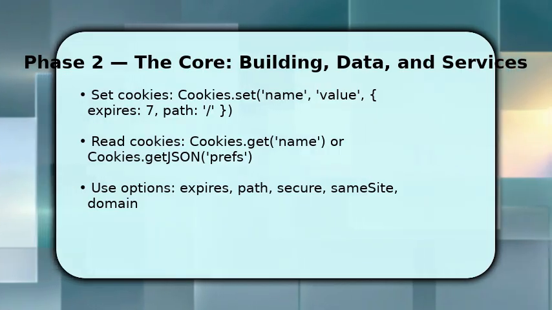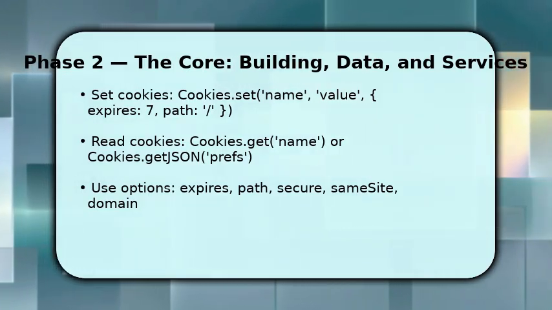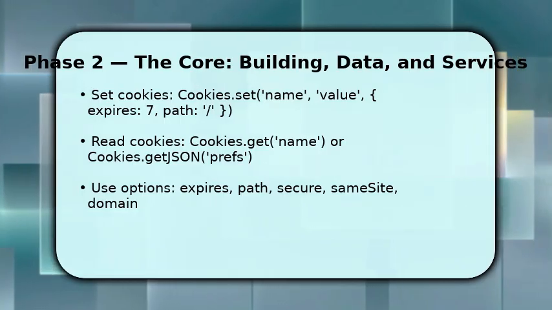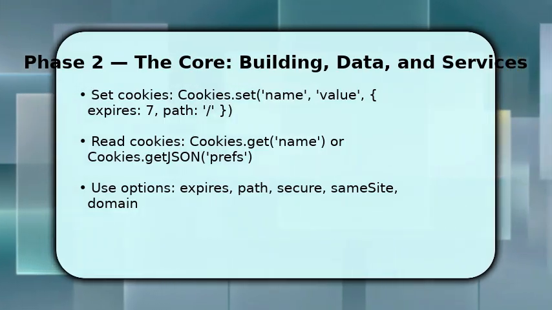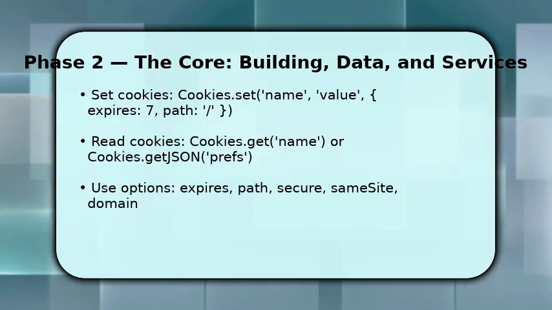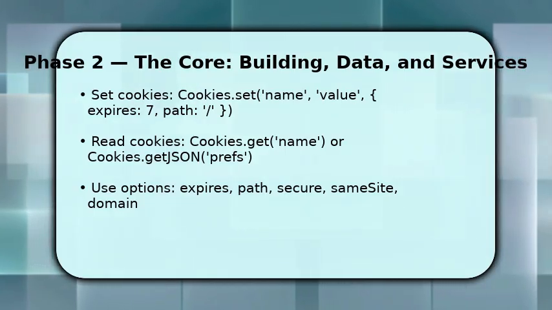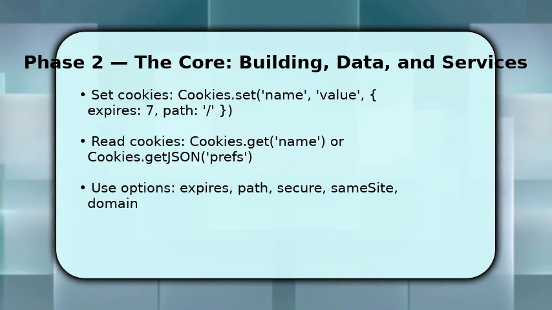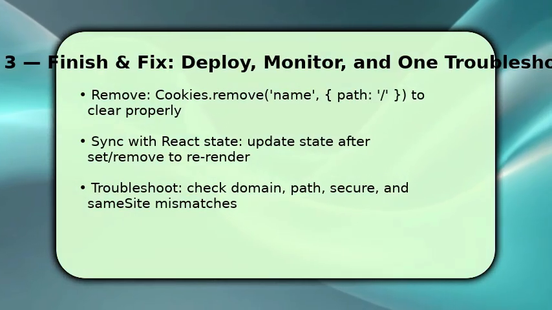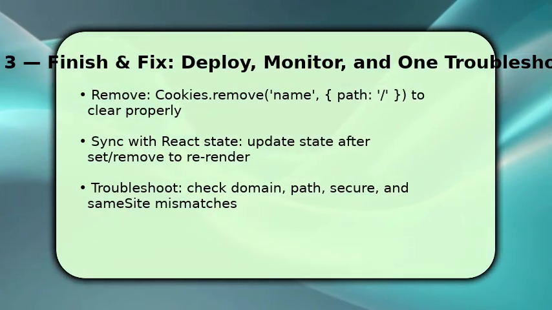For predictable behavior, centralize option logic, one helper that applies secure flags in production and local flags in development. Also, make explicit conversions for booleans and numbers because cookies are strings. This prevents subtle bugs. You finish by syncing cookies with React state, cleaning up and handling errors.